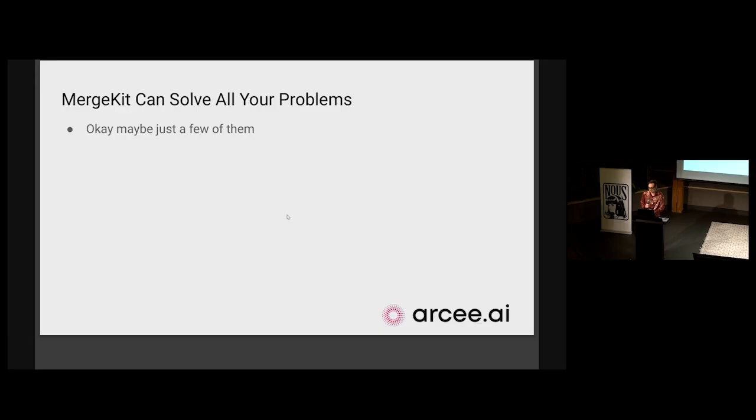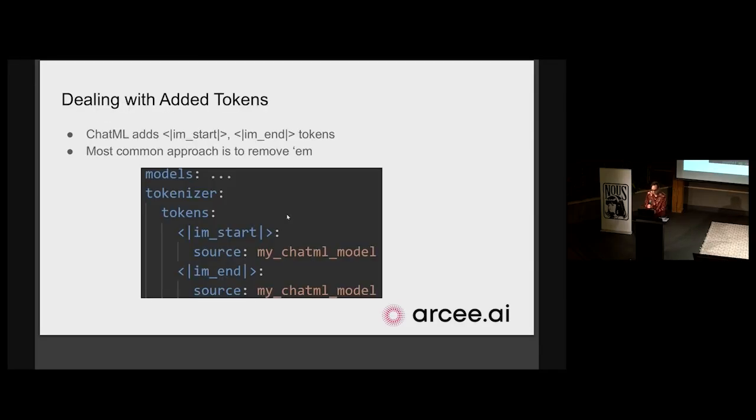And mergekit can solve a non-zero number of your problems. Most of this is a recent feature merged into mergekit in the last month or two, where you can specify what to do with the tokenizer when you're merging, and it lets you handle common situations like this. So say you're merging something, you have a chat model in the mix, and it adds these im_start, im_end tokens. If you specify this in your config, you'll keep those tokens and they'll keep the ChatML meaning, and you won't have any problems. You can just keep using ChatML with your model.